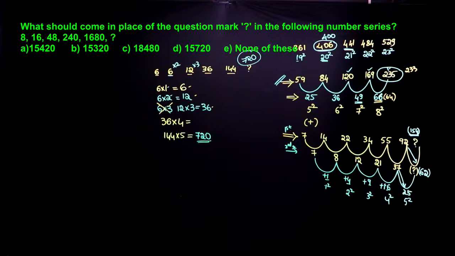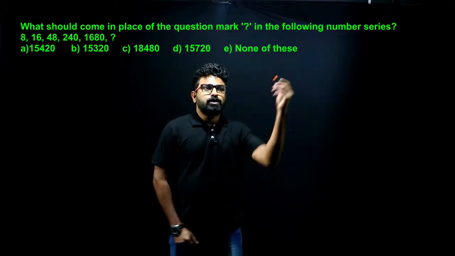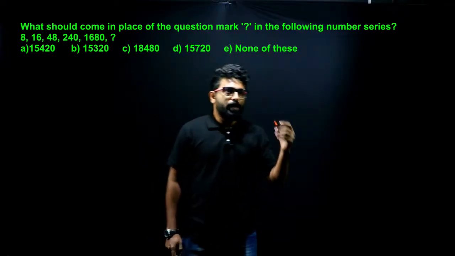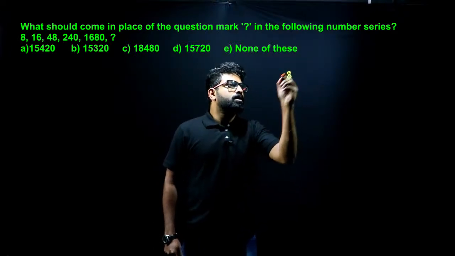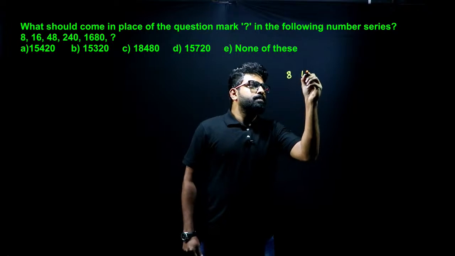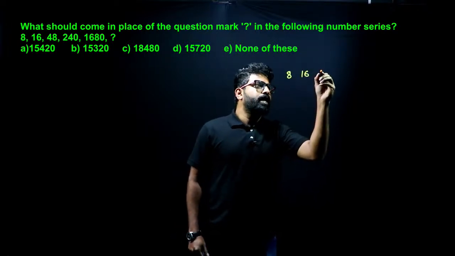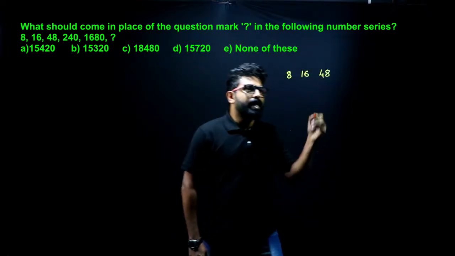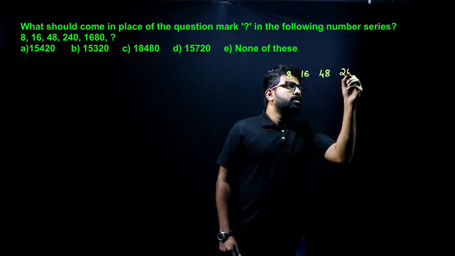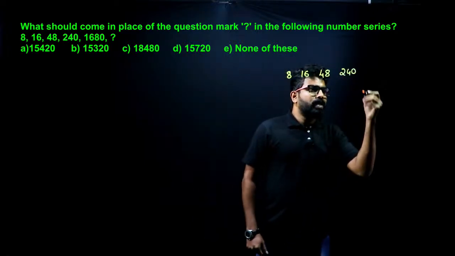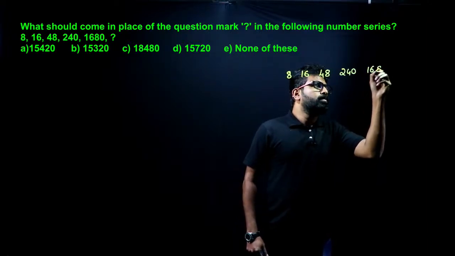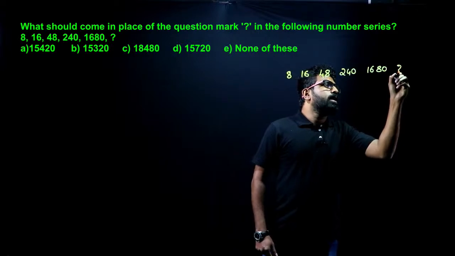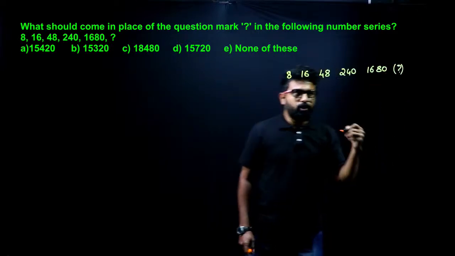No, people, that's not the right answer. So let us solve this question here. What do we have our terms as? We have 8, 16, then 48, then 240, then 1680, and then my missing term. This is the term I need to find out.